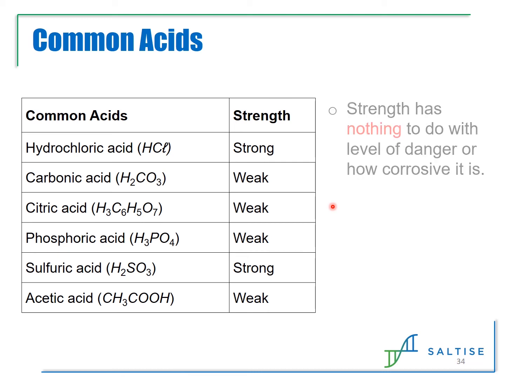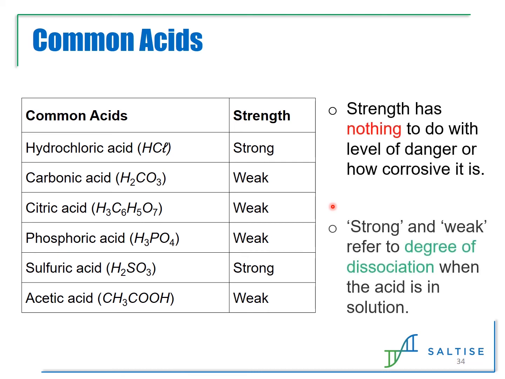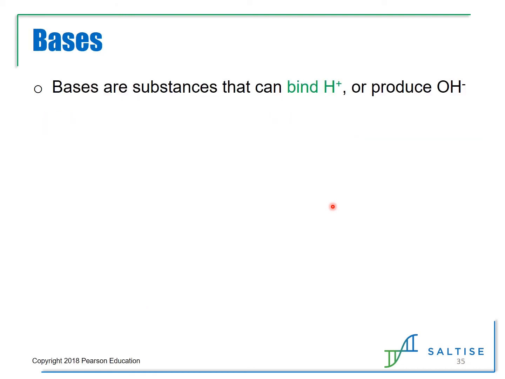The strength of the acid actually has nothing to do with the level of danger or how corrosive it is. It only refers to the degree of dissociation when the acid is in solution. Bases are substances that can bind to hydrogen ions, thereby reducing the amount of hydrogen ions in solution. It can also be a substance that produces the OH- ions, also known as hydroxide ions.